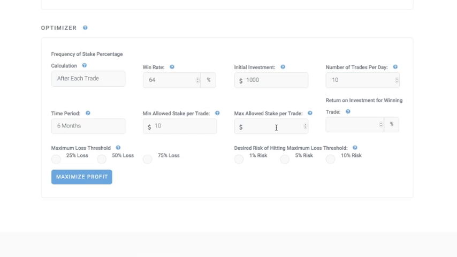Now this is also determined by your broker. So again, I'm going to use the example of the standard Boss Capital account. The maximum allowed stake per trade would be $7,500. Return on investment for a winning trade. This depends on the trade itself.